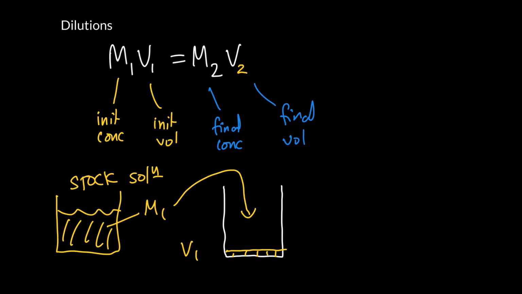But remember, V1 is the amount you dilute. So even though you might have a gallon of the stuff, if you only take out, say, 1 milliliter, that's the V1 you use. Okay, that's a common mistake, by the way.